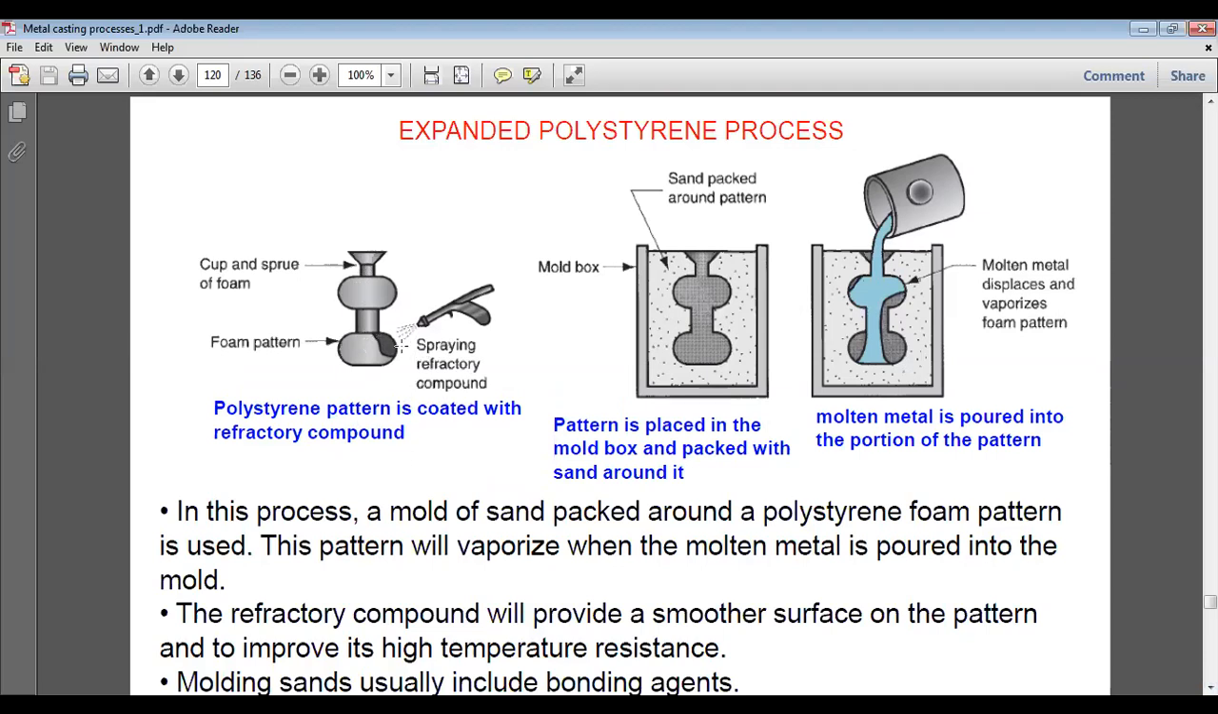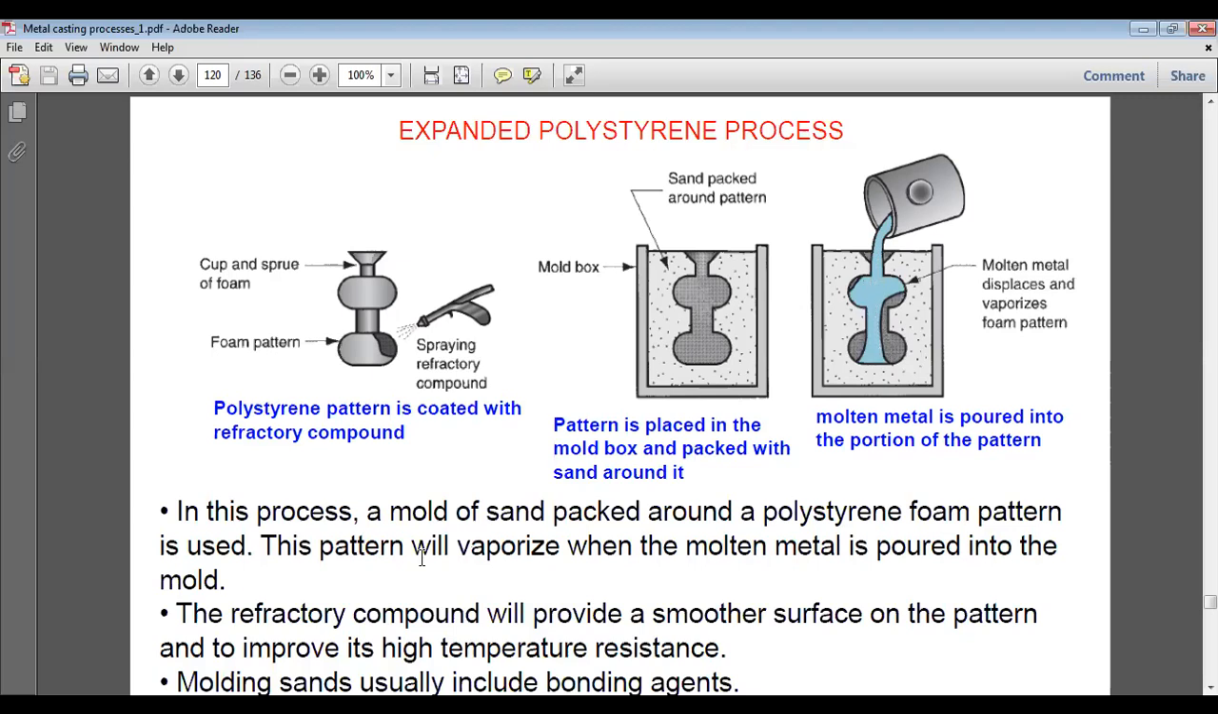It is coated with refractory compound. We apply a refractory material, that is basically heat resistant material, by spraying it over this pattern, and then this pattern is placed in the molding shell or molding box. We ram the sand around the pattern, and once the pattern is placed in the mold box and packed with sand around it, molten metal is poured into the portion of the pattern. So this is basically the pattern, and this pattern allows the molten metal to be taken inside.